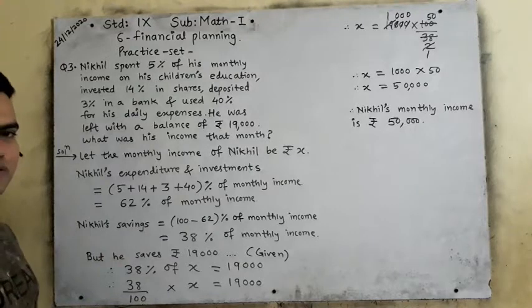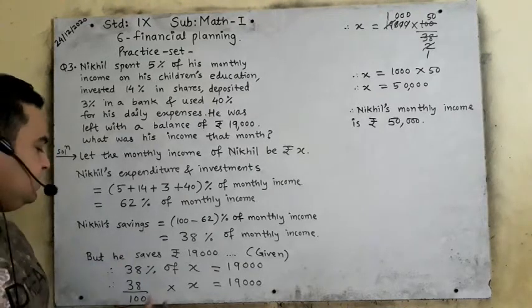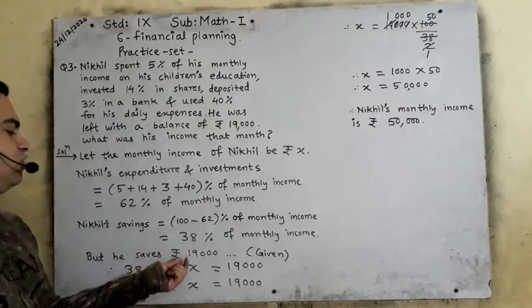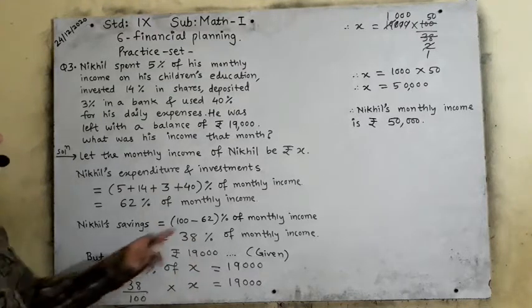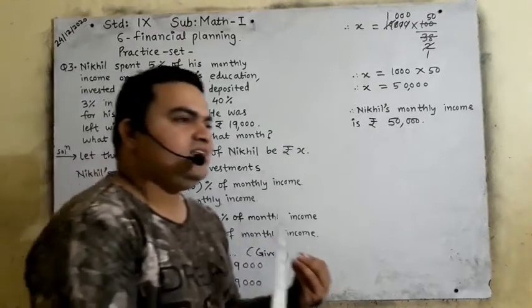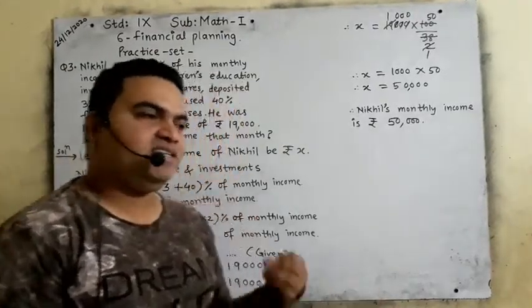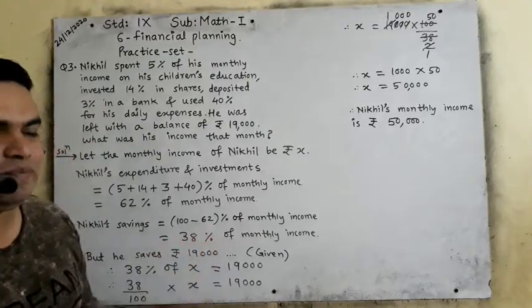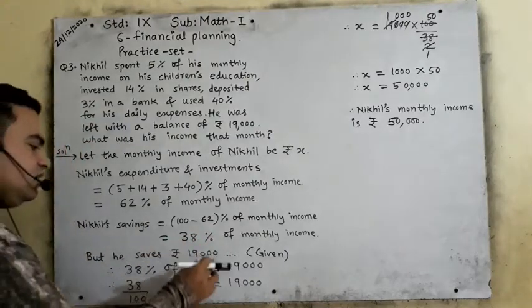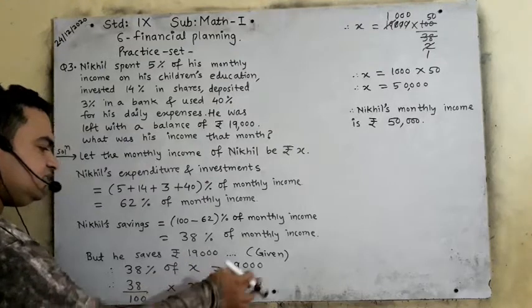Question number 3 is also same. Now we will solve question number 5. See here, I have said here, he saves rupees 19,000. That is 38%. Because 62% he used to spend. खर्चा कर देता है. Expenditures हो जाते हैं. That is 62%. बचे कितने? 38%. 38% of monthly salary is 19,000.